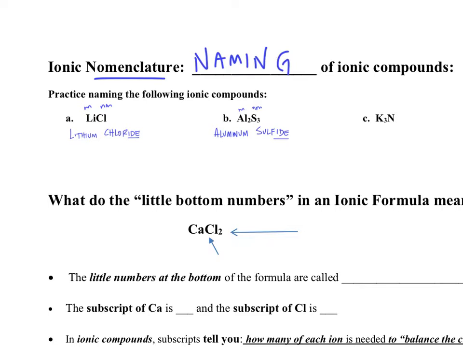And in my third one, potassium is a metal, nitrogen is my nonmetal. So write the full name of the metal, potassium. And nitrogen has to lose its ending. So the ending of OGEN and then add IDE, I get potassium nitride. Potassium nitride.